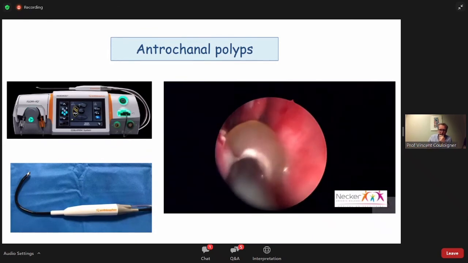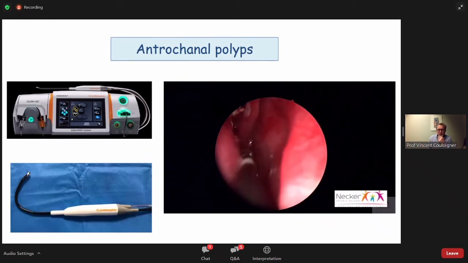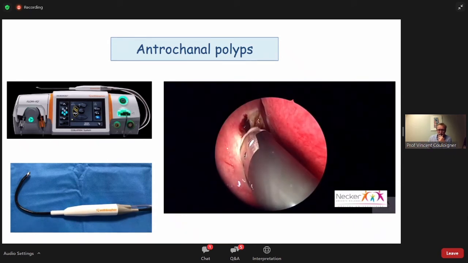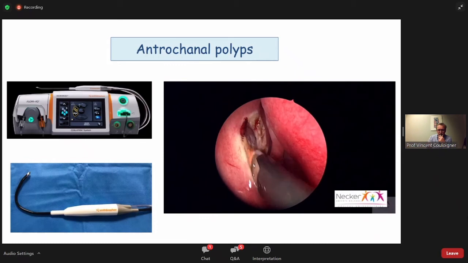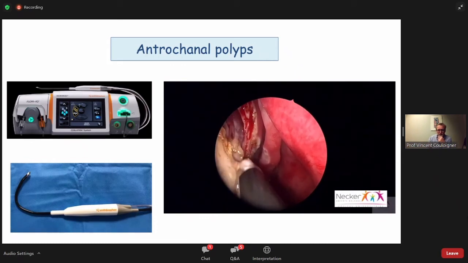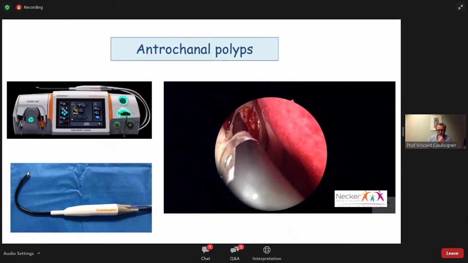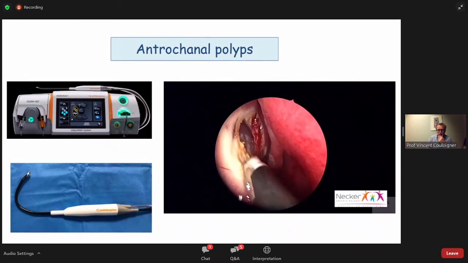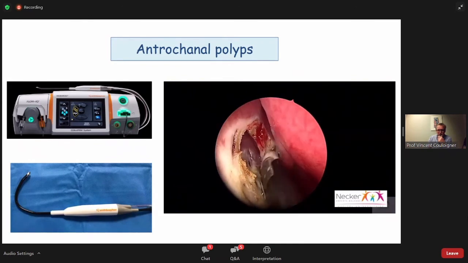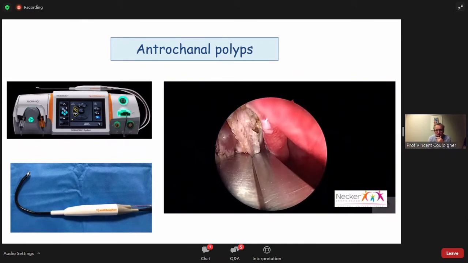So of course you don't have to push too much the shaft on the tissue. You just have to gently get in contact with the target tissue without putting any pressure, and you have to move your shaft regularly and not stay in the same place for too long.